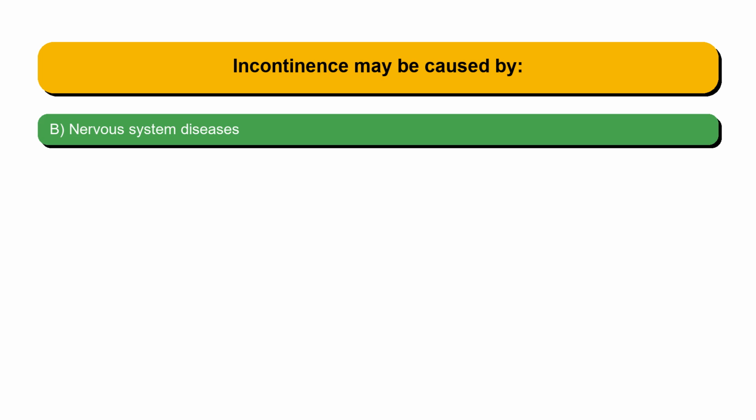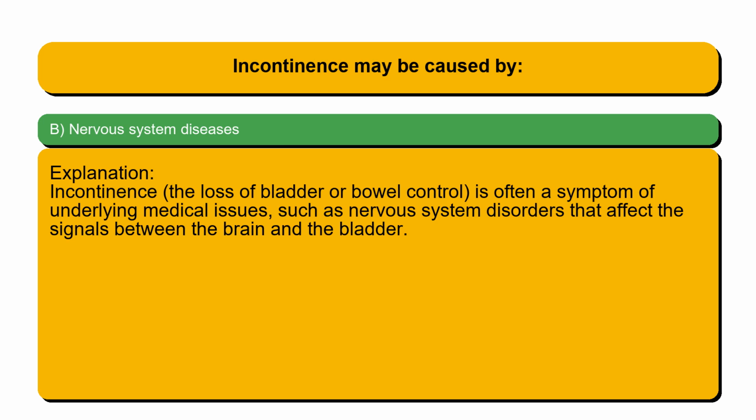Nervous system diseases. Incontinence, the loss of bladder or bowel control, is often a symptom of underlying medical issues, such as nervous system disorders that affect the signals between the brain and the bladder.